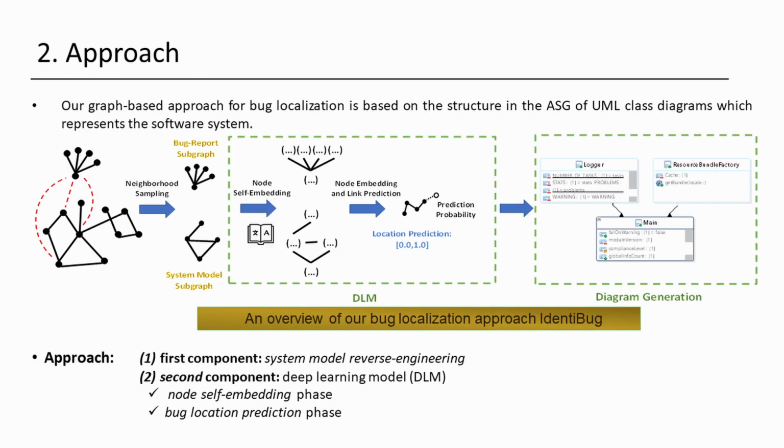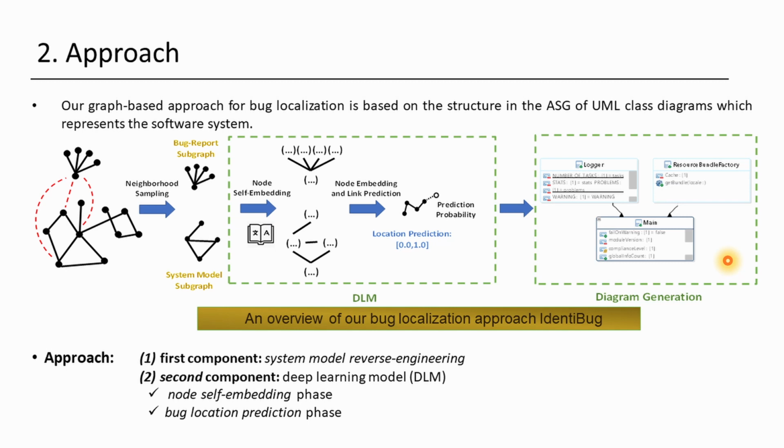Our approach, called IdentiBug, utilizes deep learning techniques to build our bug localization model. The embeddings of a bug report and each UML class are passed through a link prediction layer to specify the existence of an edge targeting a bug location. The result is a rank list of classes from which we generate a rank list of class diagram excerpts for supporting developers during bug documentation and localization.